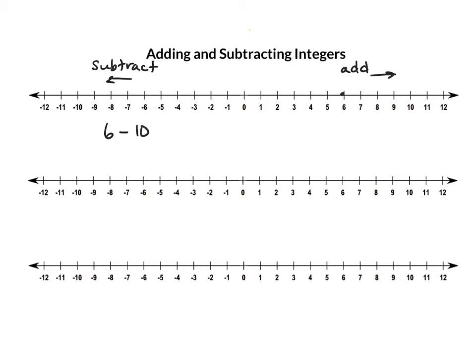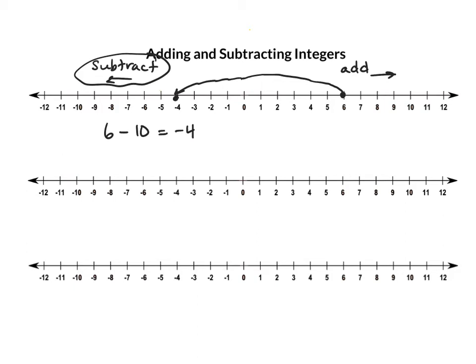So here I am at 6, and I'm subtracting. So I'm going to go to the left. I'm going to go 10 to the left. So I'll go 6 to the left to get to 0. And I have to go 4 more to go 10 to the left. 1, 2, 3, 4. And I end up right there at -4.